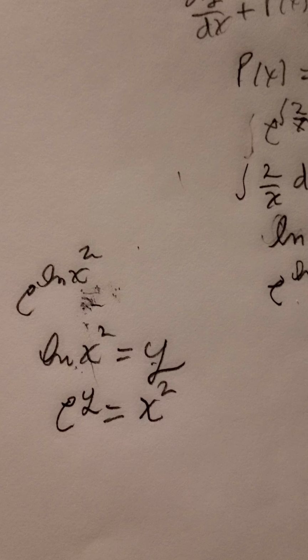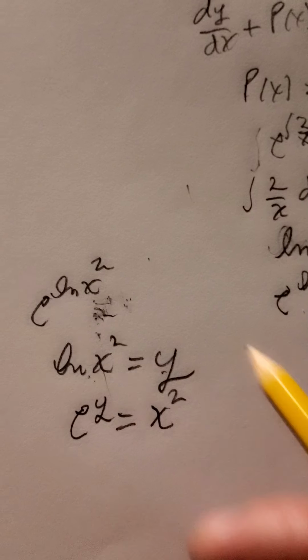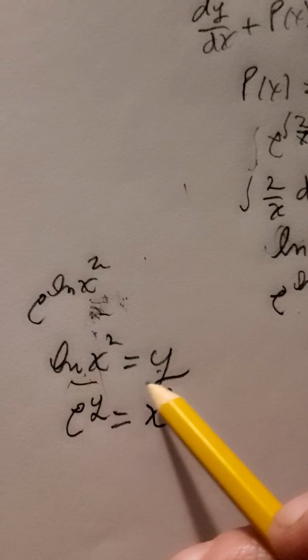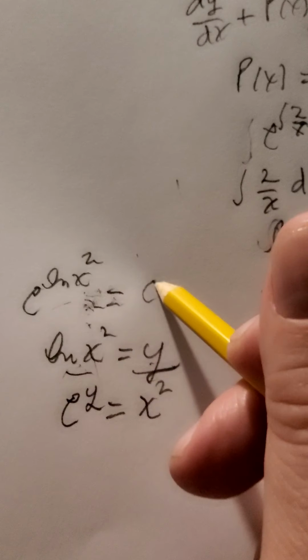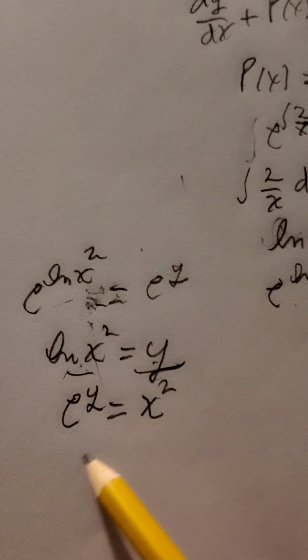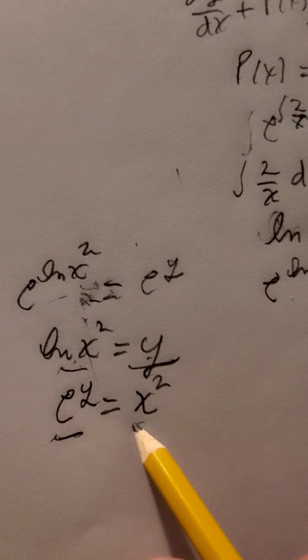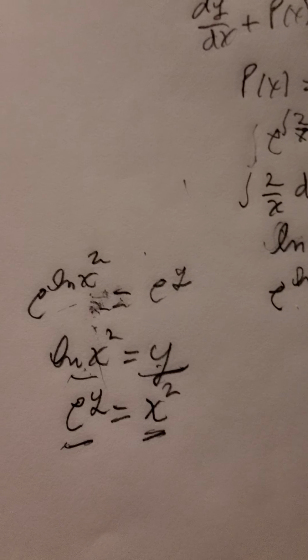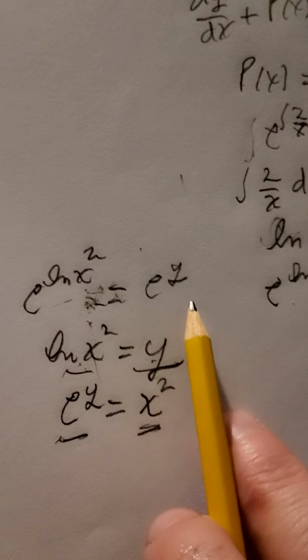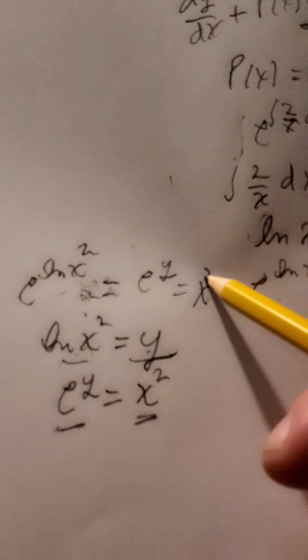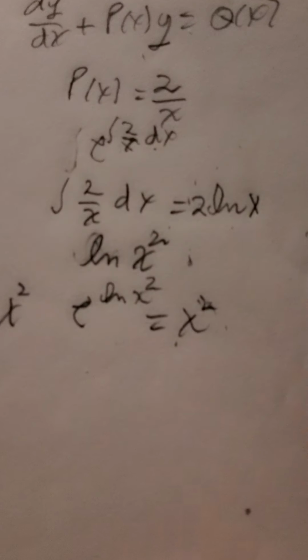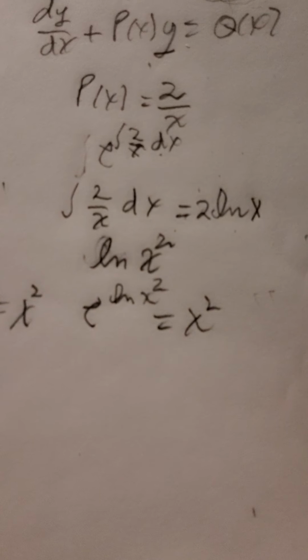I set the natural logarithm of x squared equal to y. So if the natural logarithm of x squared equals y, then this is e to the y, right? But I just proved that e to the y equals x squared. So e to the natural logarithm of x squared equals e to the y, which just equals x squared. And that's how I got that. So this is going to be my multiplier, x squared.